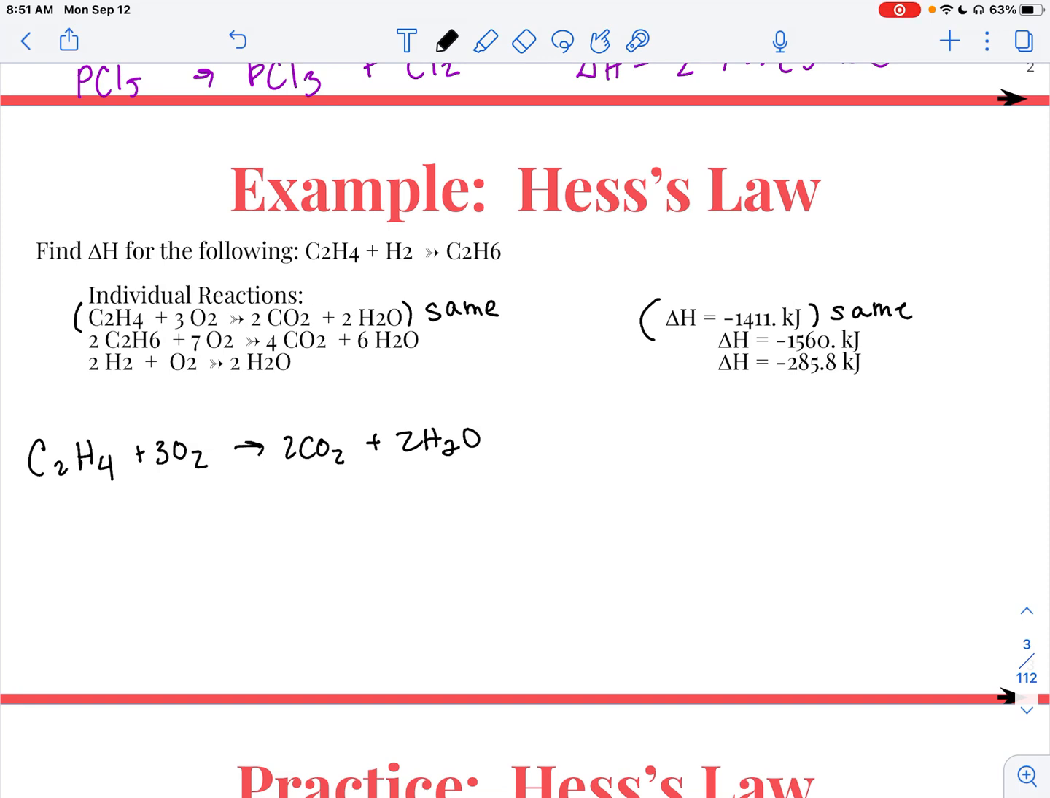Now, look at C2H6. C2H6 shows up here, and it shows up here, and that's it. It's not in any of the other individual reactions. We have to get C2H6 on the other side of the arrow, and we need to divide by 2. So I'm going to write flip, divide by 2. And I'm going to write that for my delta H's as well.